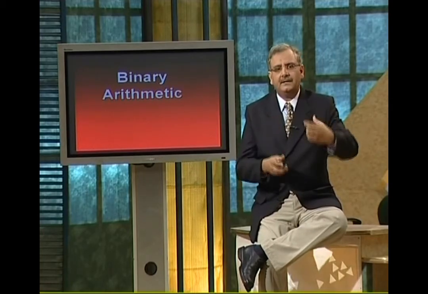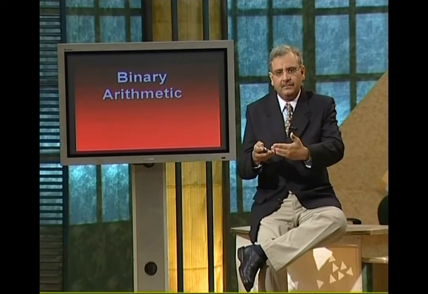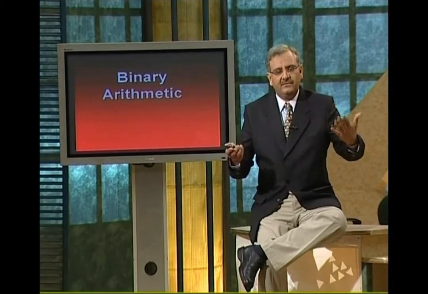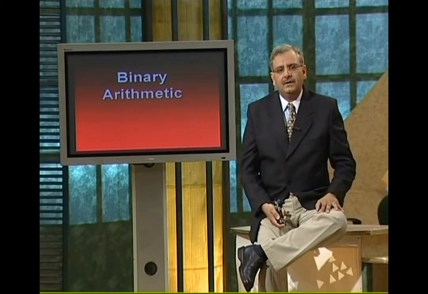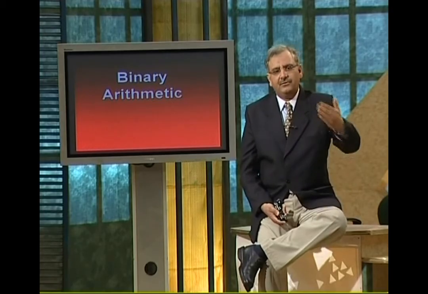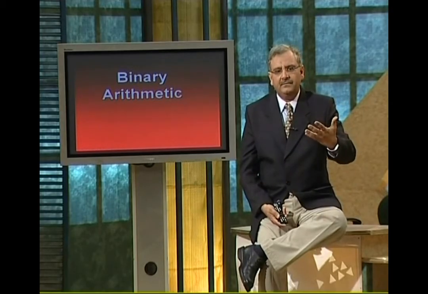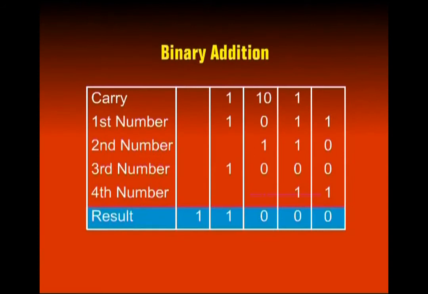You could be adding a 3-digit number with a 2-digit number, okay? So we can do the same with binary numbers. So let's have a look at the addition of 4 different binary numbers having different bits. Similar to decimal addition, any number of binary numbers having any number of digits can be added together.